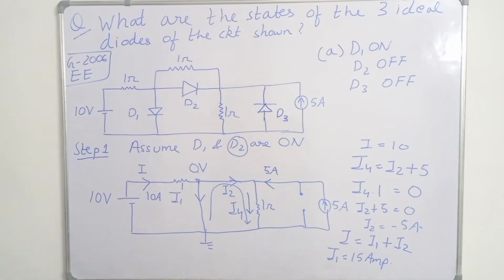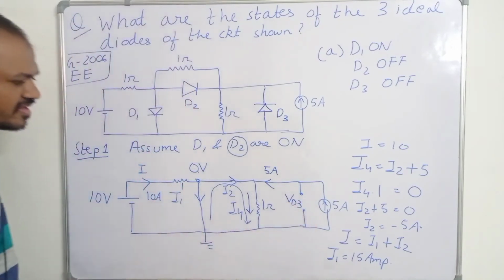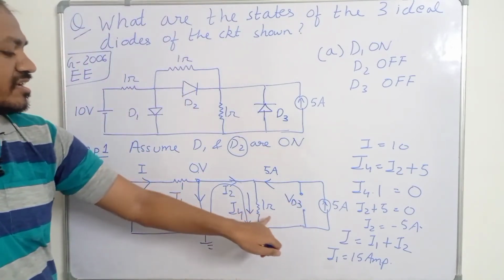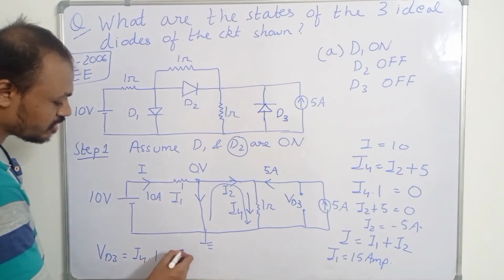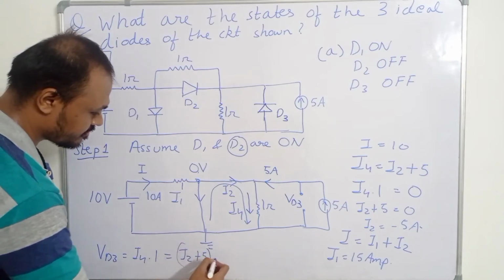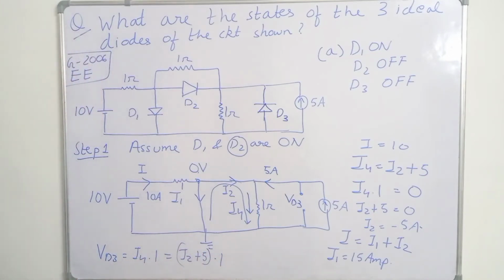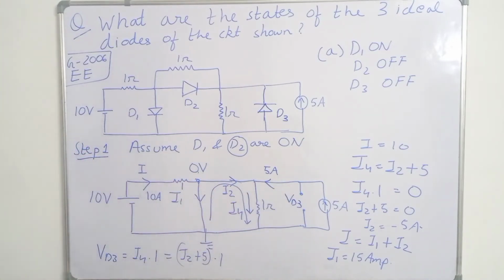And if you want to find out this voltage VD3, VD3 is the voltage across this resistance of 1 ohm. So VD3 equal to I4 dot 1. I4 is I2 plus 5, so I2 plus 5 dot 1. And I2 is minus 5. So VD3 is equal to 0. So VD3 has come out to be 0.